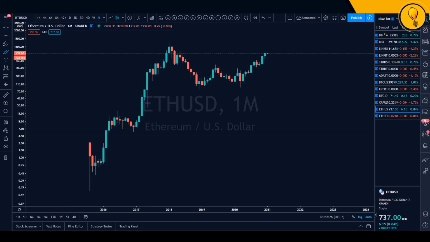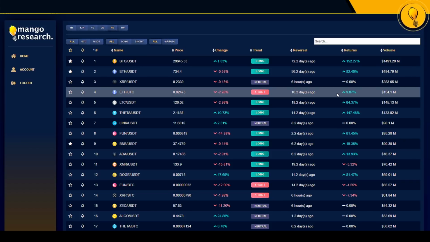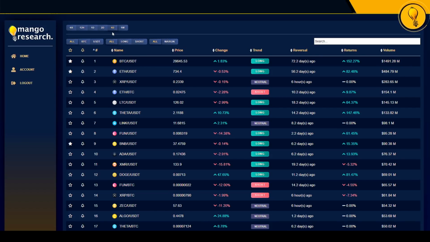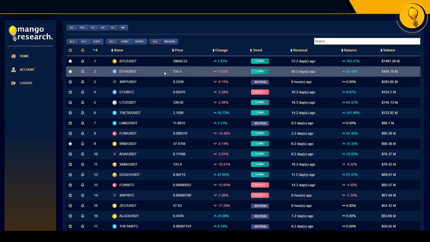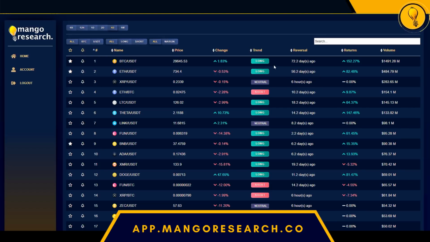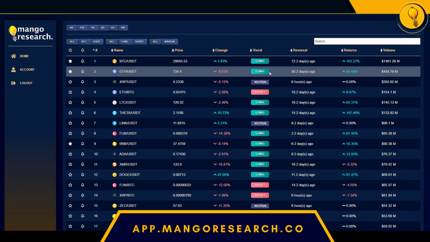Now that that has been said, let's first get on to the Mango dashboard and see what it is telling us about that macro trend on Ethereum. So this is currently that 4-day time frame, which is the Mango time frame. The Mango time frame for ETHUSD gave us a long trend change. This one came in around 56 days ago. That was around November 7th. If you took a long on this trend change right here, you are currently up 82.46%. That was a nice chunky win for anyone who caught it.